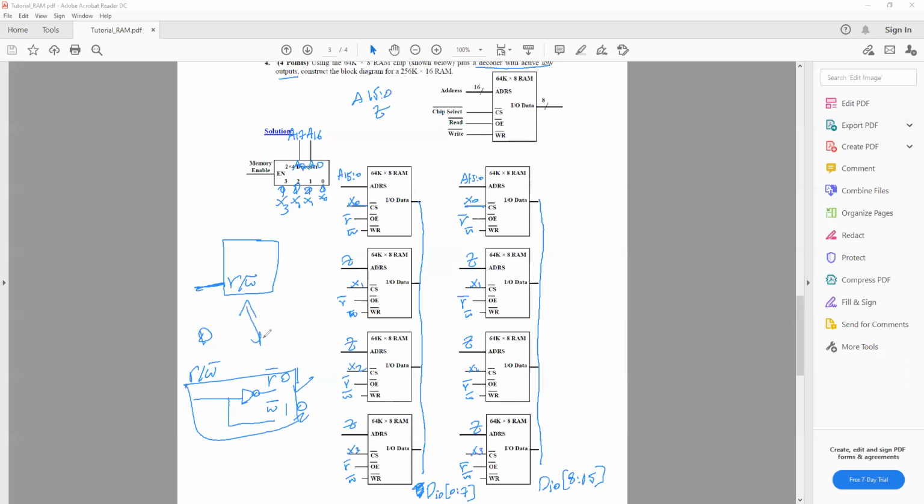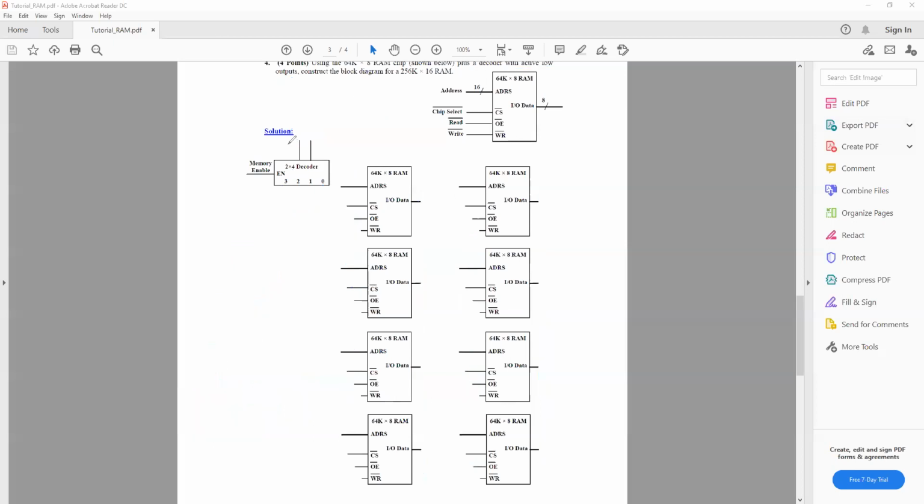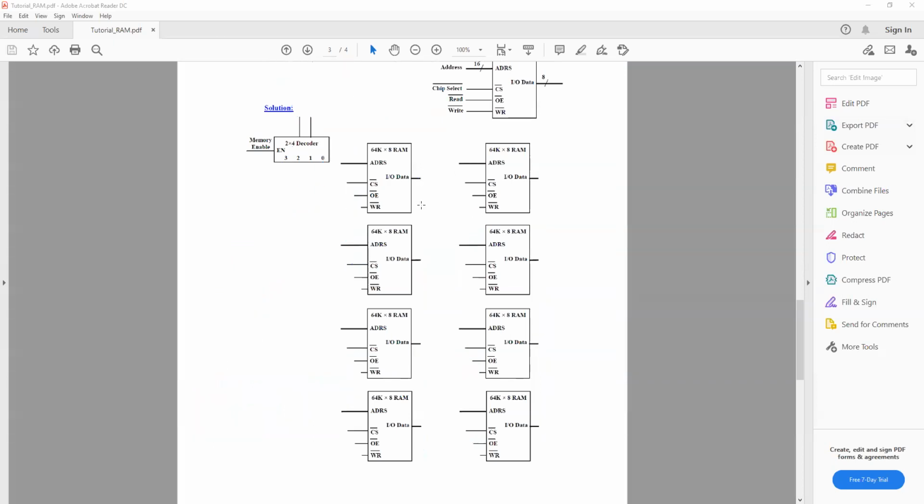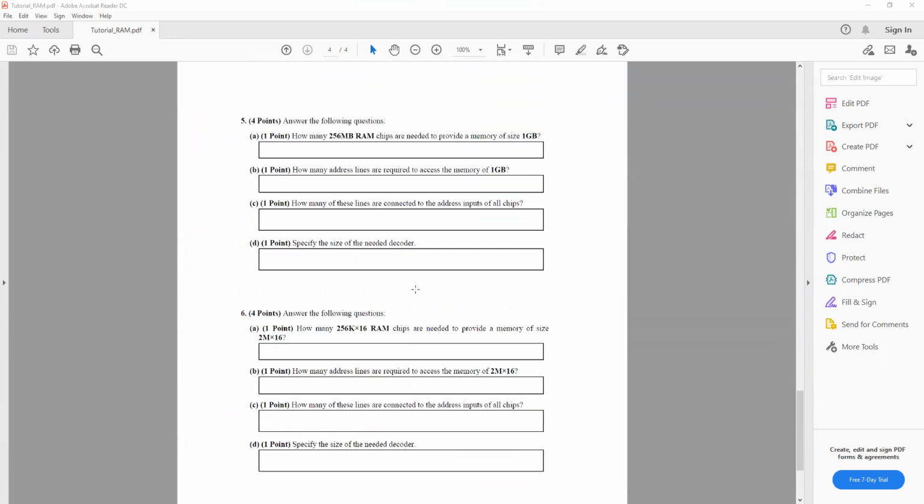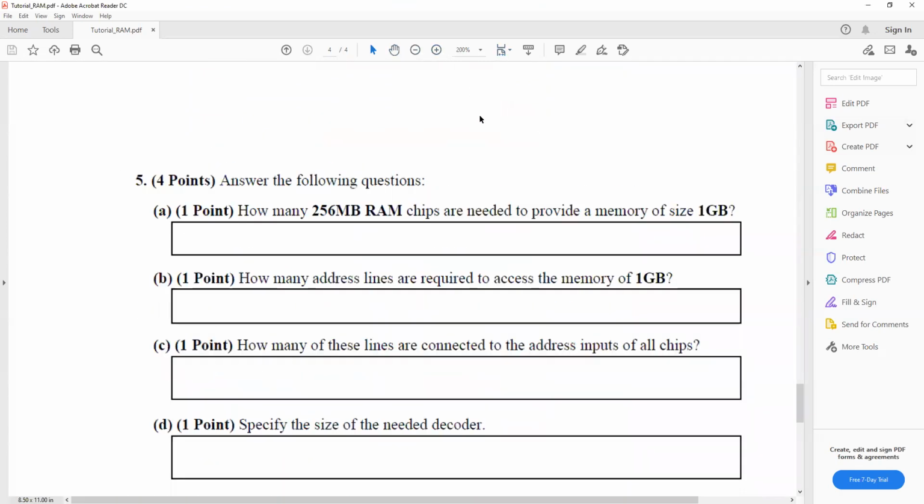طيب جميلة هذه تنحط في الهوم ورك إن شاء الله. أوكي باقي لنا بعض الأسئلة يعني نظرية تقريبا.